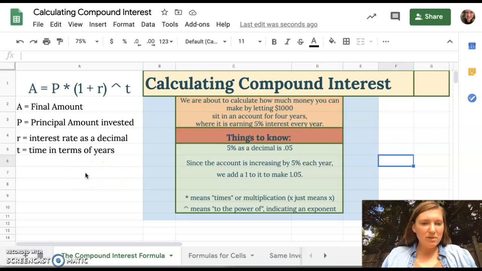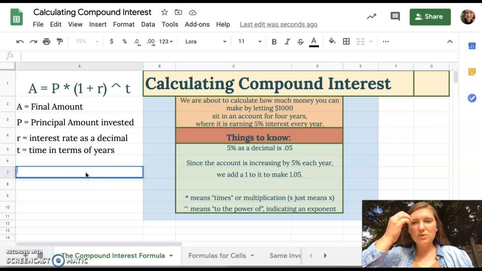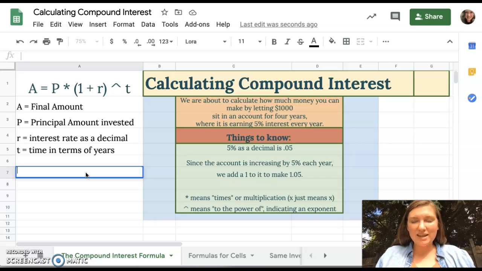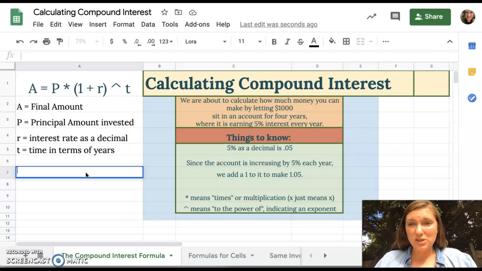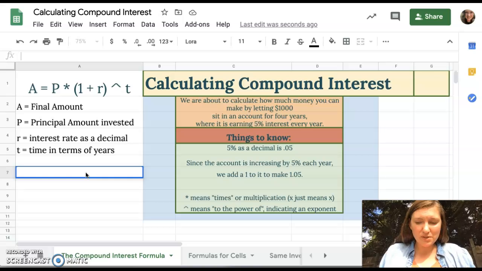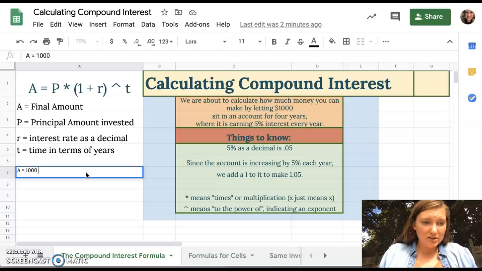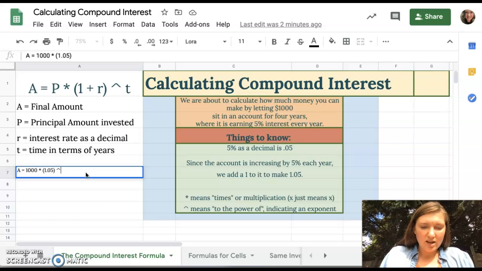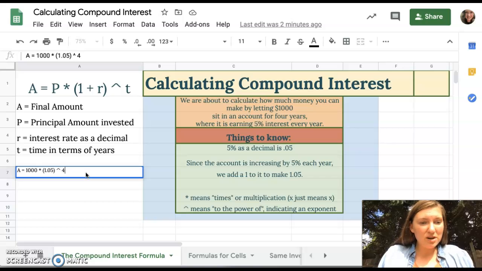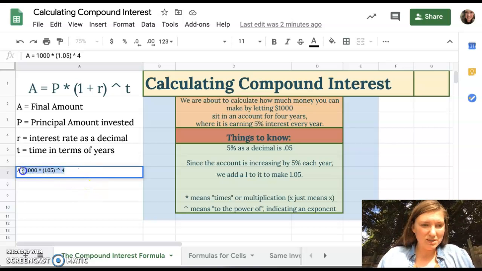So let's do a little bit of math right here. And as I'm doing this, you should be pausing and coming back so that you are doing this on your sheet at the same time. So we want to know what our final amount is going to be if we invest $1,000 at a rate of 5% for 4 years. This is our equation that we're working with today. And let's take a look at how this is going to work.